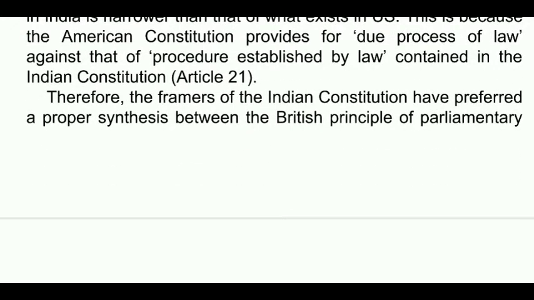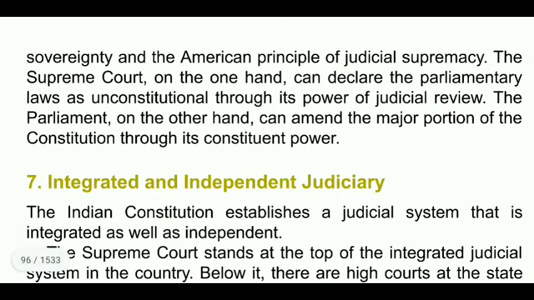Therefore, the framers of the Indian Constitution have preferred a proper synthesis between the British principle of parliamentary sovereignty and the American principle of judicial supremacy. The Supreme Court, on the one hand, can declare the parliamentary laws as unconstitutional through its power of judicial review. The Parliament, on the other hand, can amend the major portion of the Constitution through its constituent power.